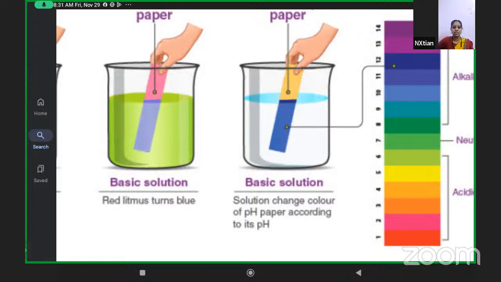Abraham, did it change? Ma'am, it changed into like no color. No color. So the turmeric is not going to change the strip color. That means either the substance is neutral or the substance is acidic in nature. Okay?